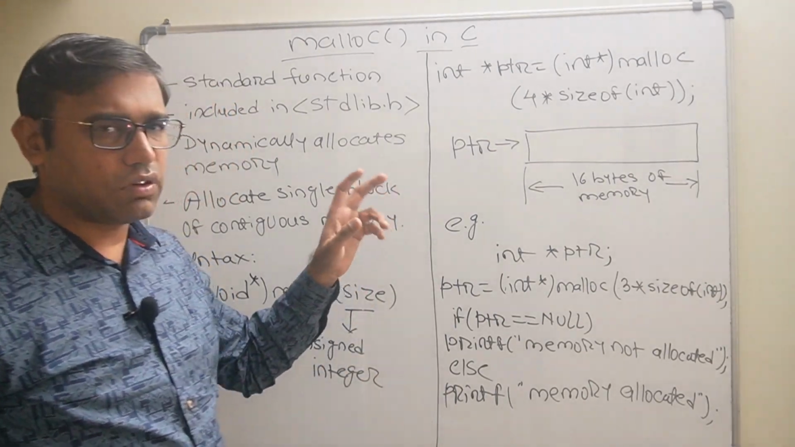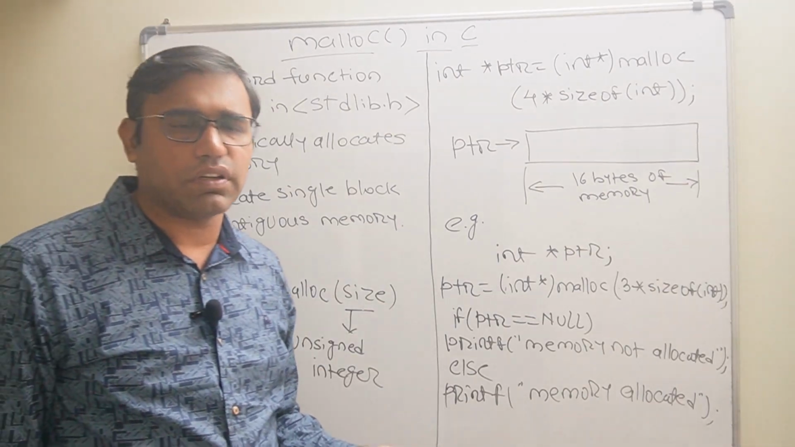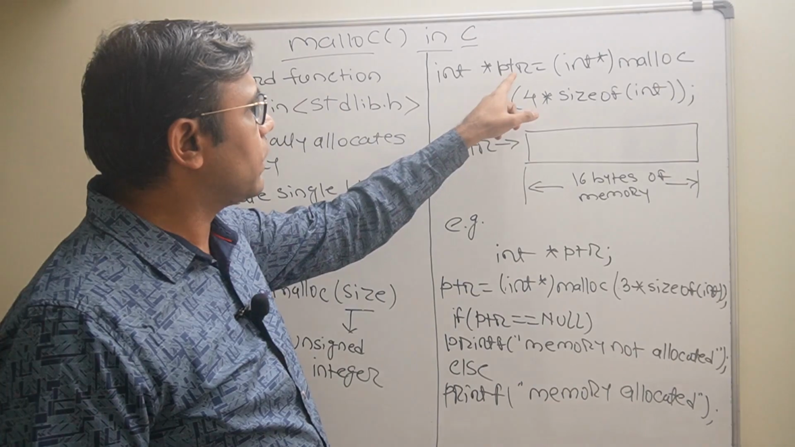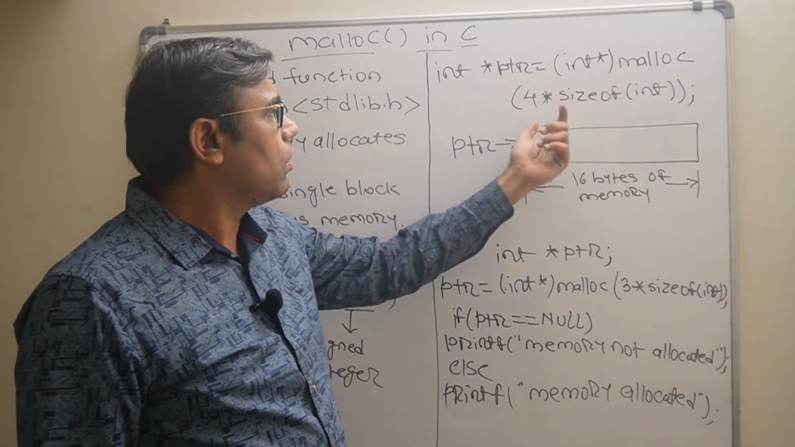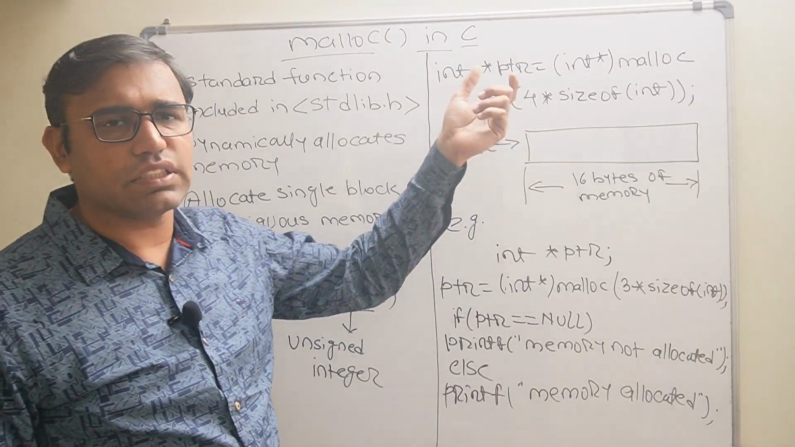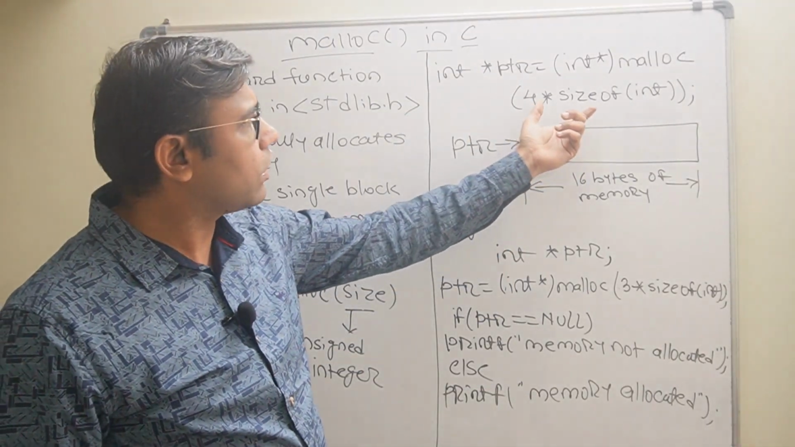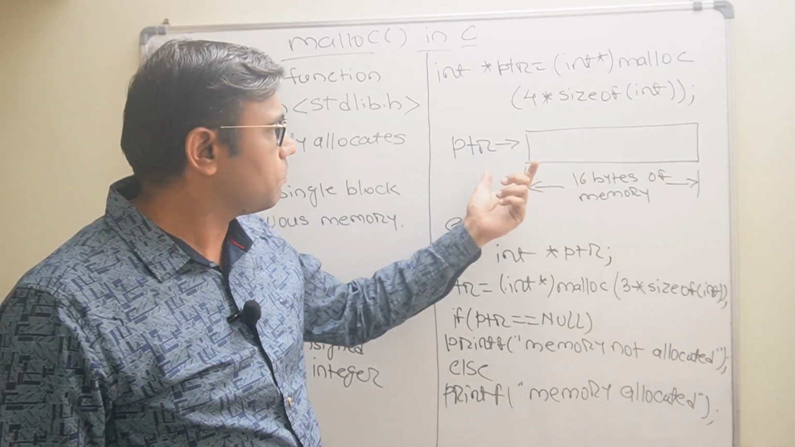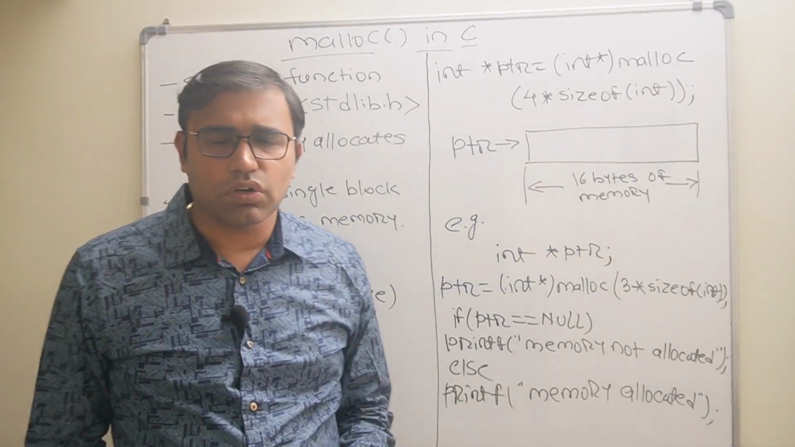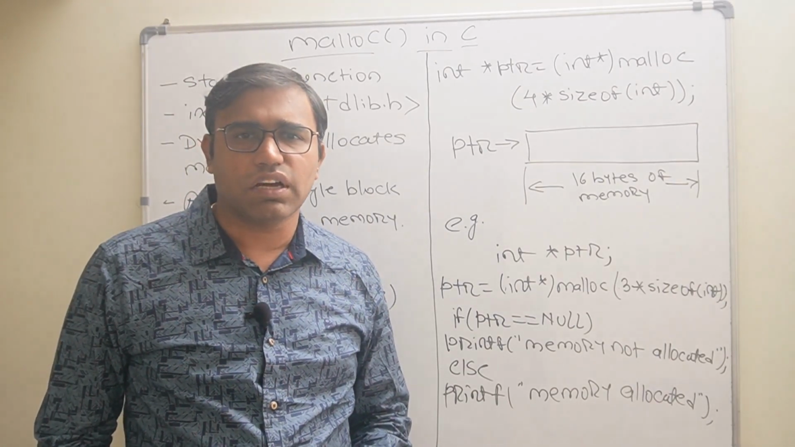Now let us see one example of how malloc allocates memory. Here I declare an integer pointer: int *ptr = (int *)malloc(4 * sizeof(int)). The size of an integer is 4 bytes, so it will allocate a total of 16 bytes of memory and ptr will point to it. This is the example. And if the memory is not allocated, then the value of ptr will be NULL.